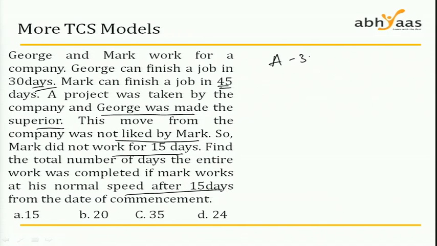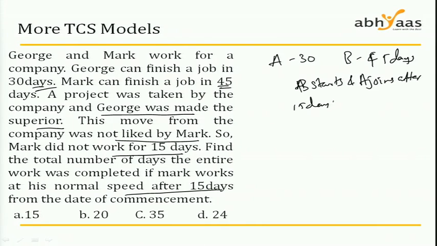So A can do a work in 30 days, B can do a work in 45 days. B starts the work and A joins after 15 days. In how many days can the entire work be completed? That's it. Something which can be done in 2 or 3 lines, they just made it look tougher by adding 4 or 5 lines and a lot of unnecessary data.